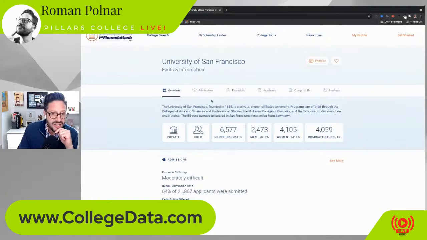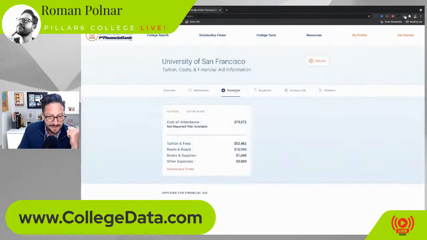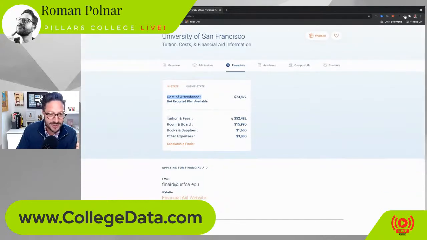So go to the financial tab. It's the 3rd tab over at the top. And actually, here's another thing. At the very top, it gives you the cost of attendance. That's the COA. That's the number that you want to have if you want to estimate the amount of financial aid you'd be eligible for by subtracting your EFC from the cost of attendance. This gives you that number, as well as the breakdown.